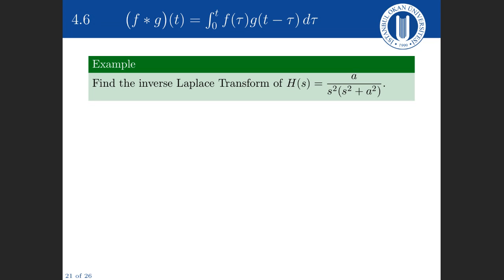For example, find the inverse Laplace transform of a divided by s squared plus a squared. There are two ways to solve this problem. We could use partial fractions using the method that we've been using before. But now we're going to use this more sophisticated method of using convolutions.